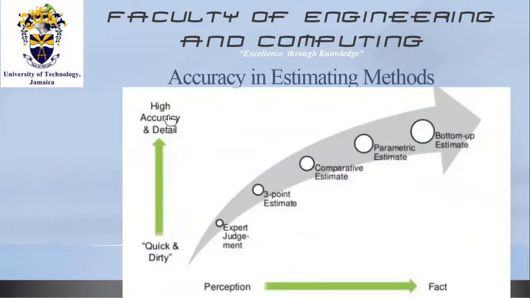So if we were to look at the accuracy scale in estimating methods, and we plot a graph of accuracy versus fact. When we make expert judgment, there's a lot of perception that is involved. So that is kind of your quick and dirty type of estimation. Your 3-point estimate is a little bit more accurate because you're using some formulation, but again, there's a lot of subjectivity in it. So very little facts for your 3-point estimate, and your accuracy will not be high.